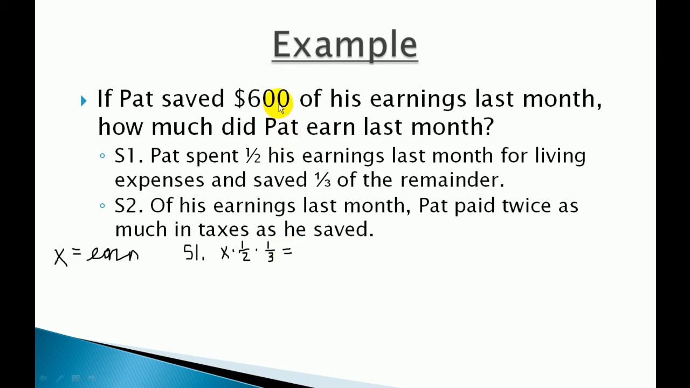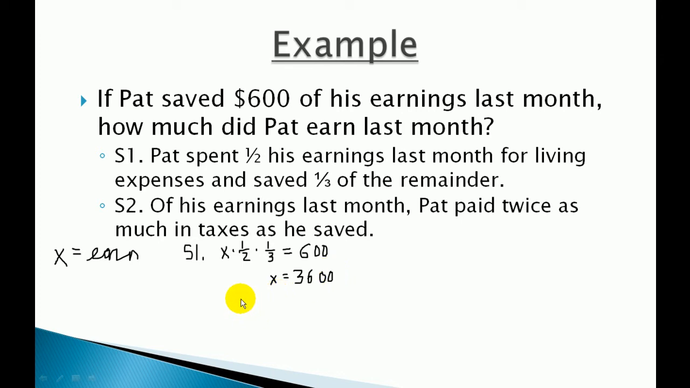Now the question stem itself tells us Pat saved $600 of his earnings last month. So that whole expression is going to be equal to 600. Simplifying it, we're going to get X times 1/6 is equal to 600. And then simply solving for X, we're going to get X equals 3,600. In other words, Pat earned $3,600 last month.